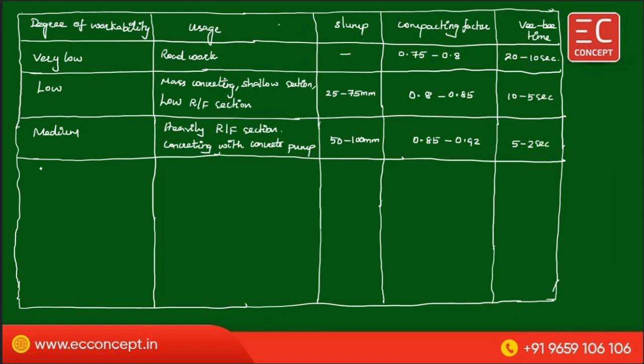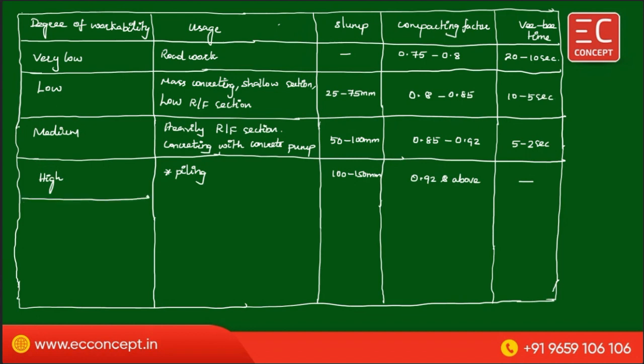The next one is high workability. This we will use for piling work. This is 100 to 150 mm slump, compacting factor 0.92 and above, and there is no VB time.